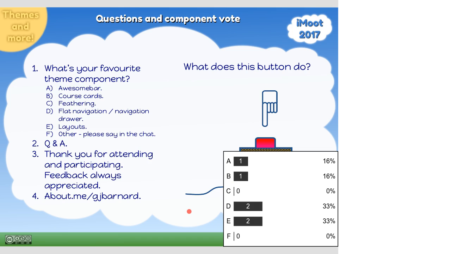Wow. Interesting, the first session had course cards come out top. So we've got awesome bar one, layouts, and flat navigation drawer. That reminds me, for those of you loving the Essential theme, in the Moodle 3.3 version I have put the flat navigation drawer option, or the flat navigation, into Essential as an option. So you can use that instead of the block if you want. Well, thanks guys. Really interesting.